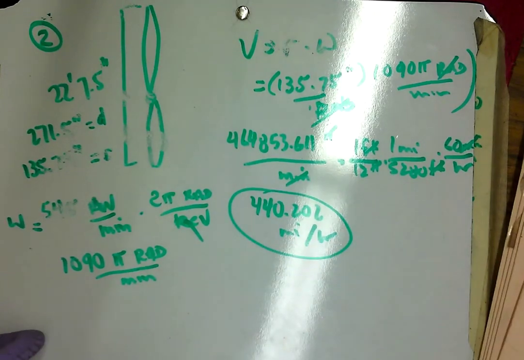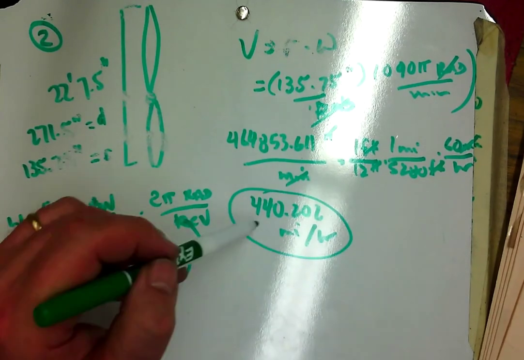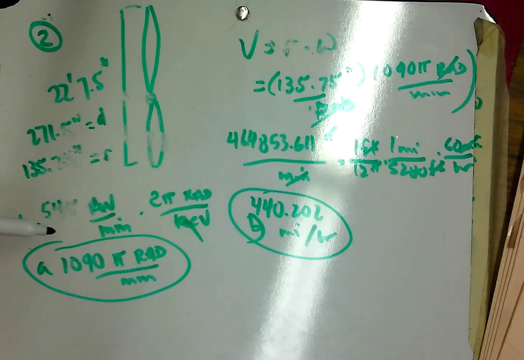Okay, so there's our angular speed of the propellers. That's part A, and here's part B. Approximately how fast did the tip of the propeller travel. Okay, that's station 1, problems 1 and 2.